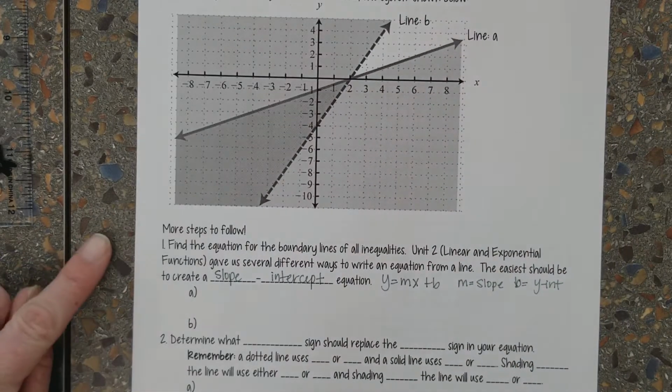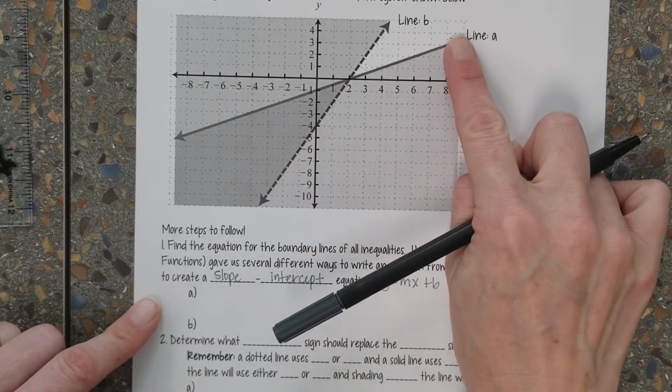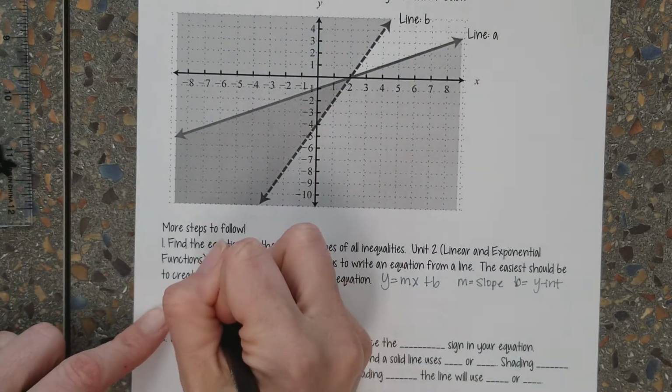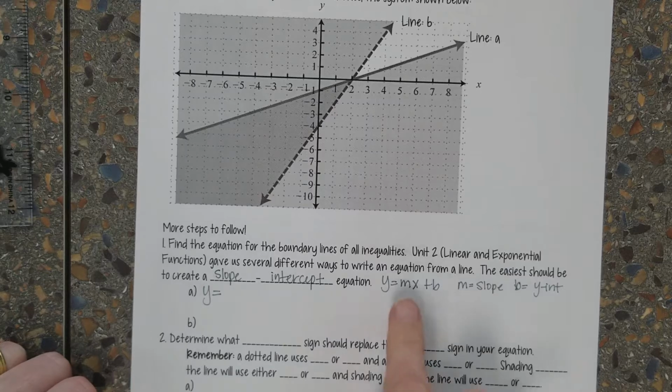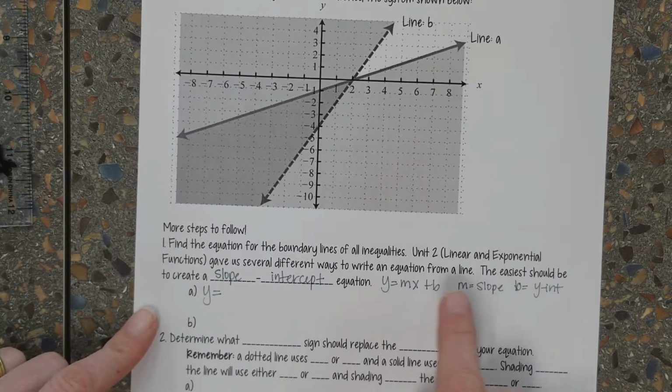Okay, so let's take line A for example. Line A is this one right here. Okay, it's a solid one. So we always start with y equals, because that's how we have here. So you're always going to start with y equals. Now, the first thing we need to find is our slope. We need to find m, and that's our slope.